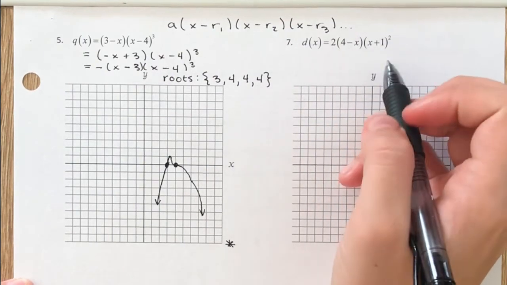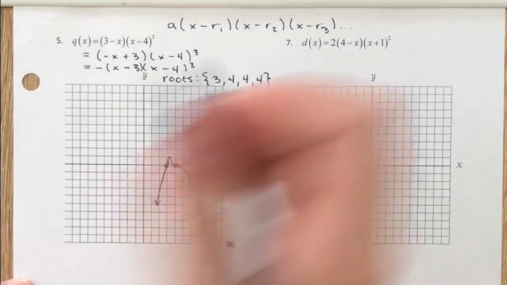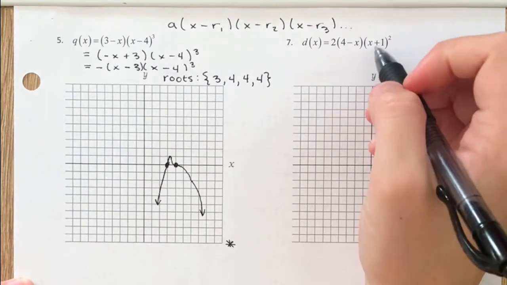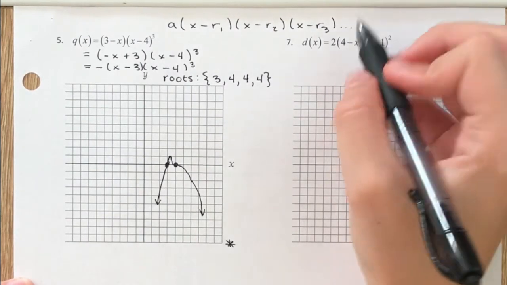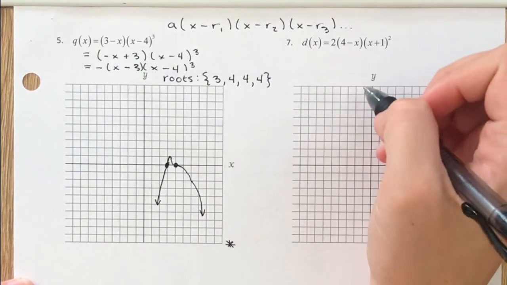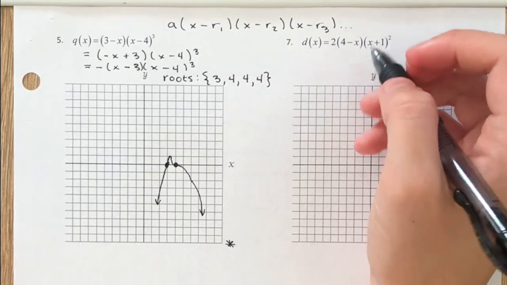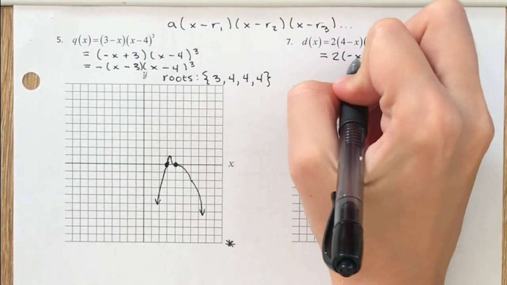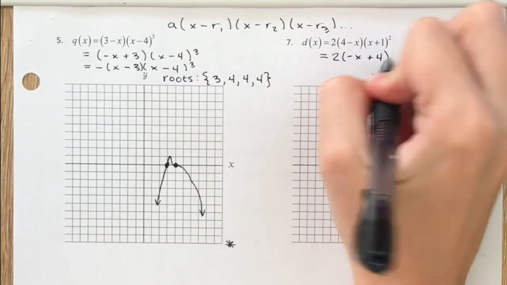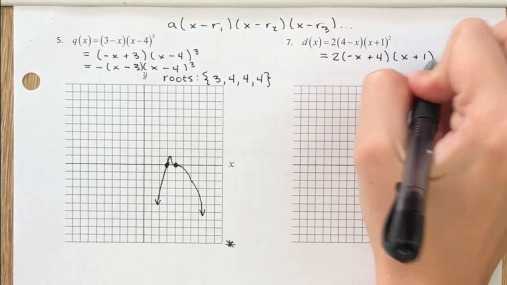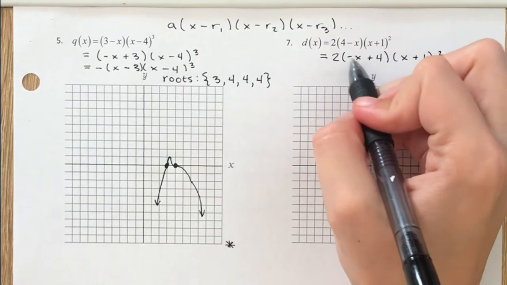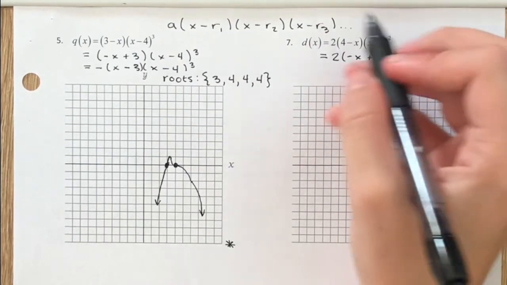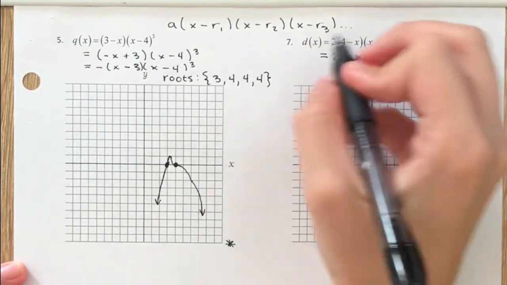Let's do one more of these. So number 7, we have 2 times 4 minus x times x plus 1 squared. We need to switch this factor around again, right? So let's write it so that x comes first. Negative x plus 4 times x plus 1 squared. We need to pull this negative out. So we factor out the negative.